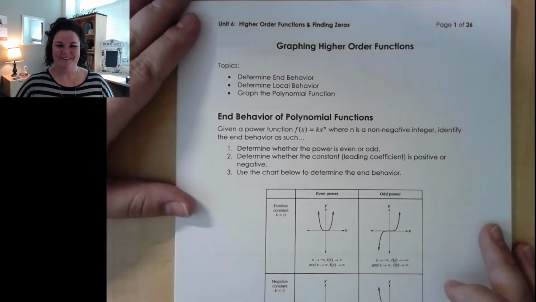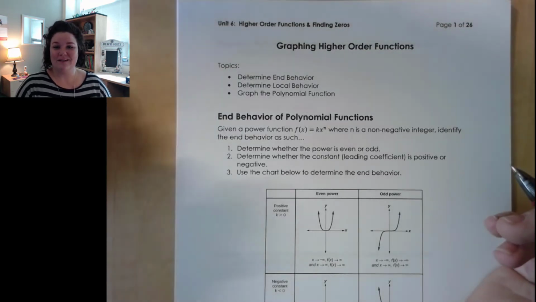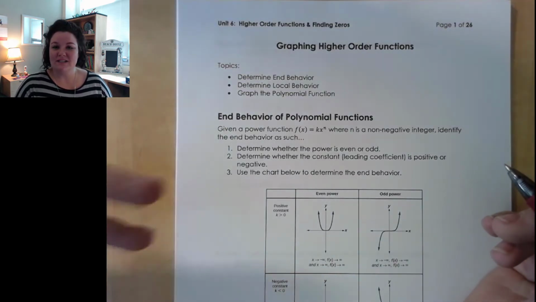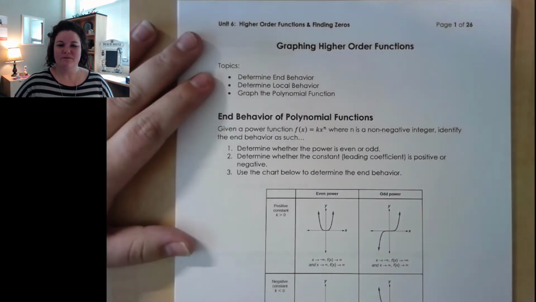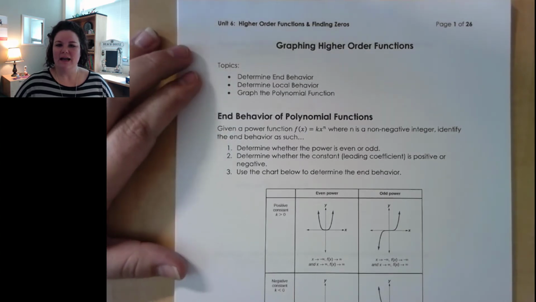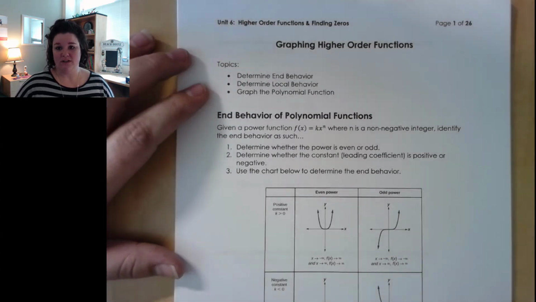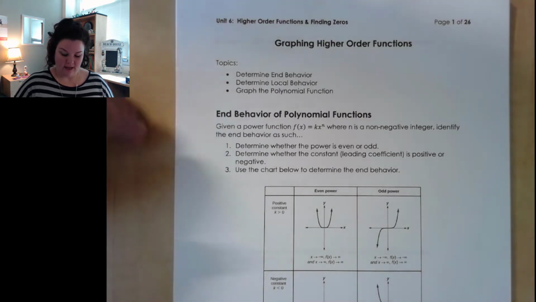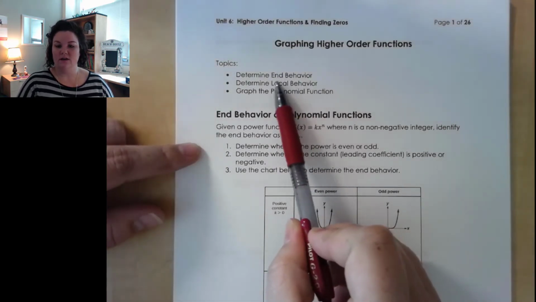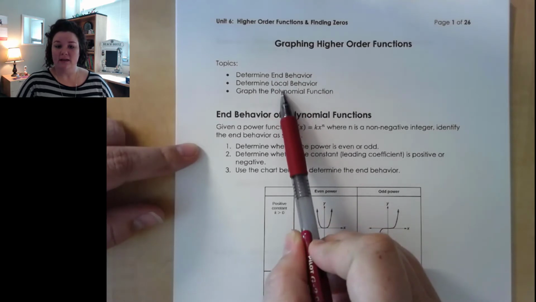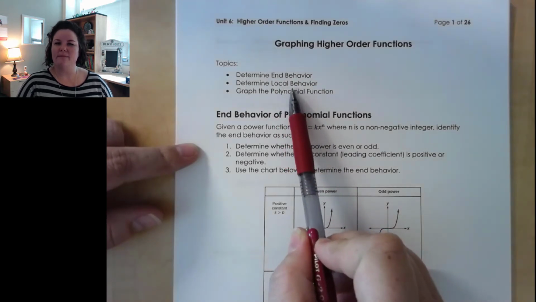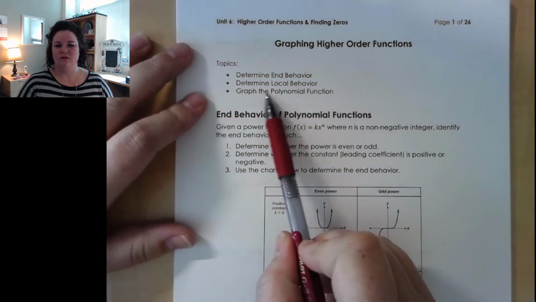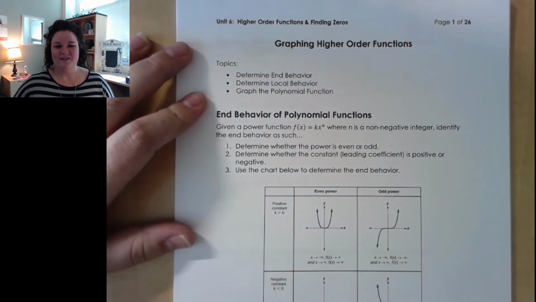All right, hello. We are going to be starting Unit 6 today, which is all about higher order functions and finding zeros. The first thing we're going to be looking at is how to graph these higher order functions, and there are lots of little tools that help us do that. End behavior lets us know what the ends are doing. Local behavior tells us what's happening around all the different x-intercepts. And then we're also going to learn how to graph the whole thing. So we're going to jump in.